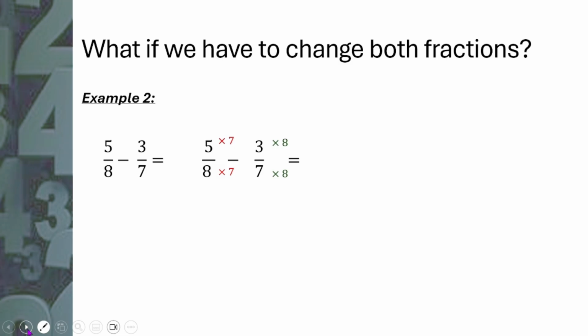Okay, so you can see we multiplied all of this fraction by 7 and all of this fraction by 8. So this is going to give me 35 over 56, take away 24 over 56. And since we have the same denominator now, a common denominator, we've just written it down the one time, and we don't have to do anything with that now. 35 take away 24, well, that's going to leave me with 11, so it's 11 over 56.